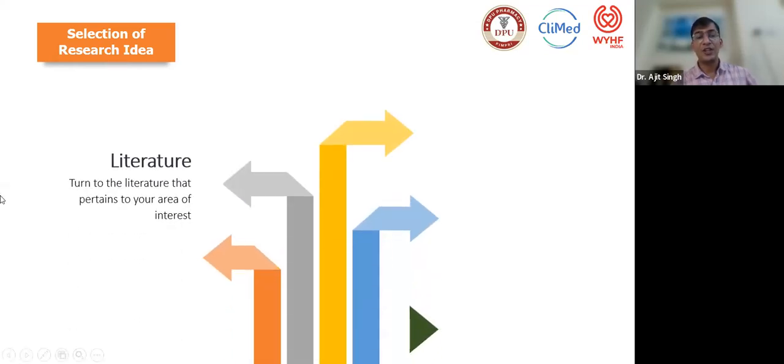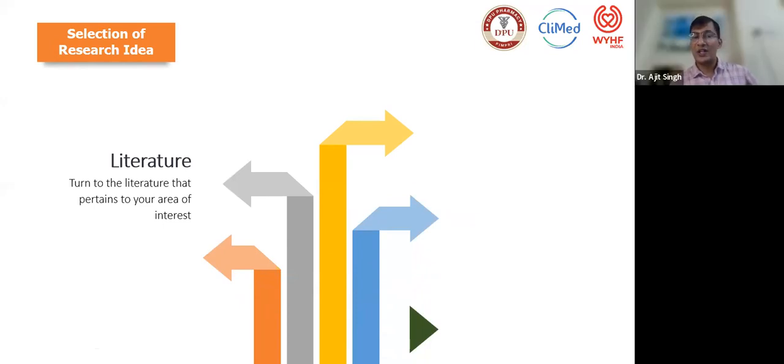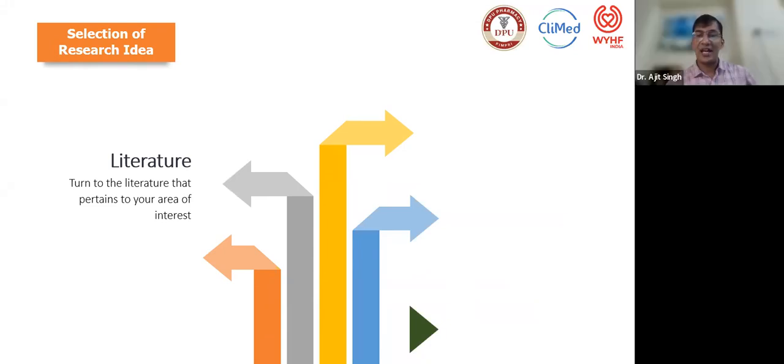So the first thing is literature, the best part. If they're asking about transitional medicine for pain management, go to the literature. Turn to the literature that pertains to your area of interest. If you are in pain management, search for pain management and transitional medicine and go to the papers, go to the future aspects, go to the future implications and check what they have written about what has not been done yet in this area. Go through the literature entirely.